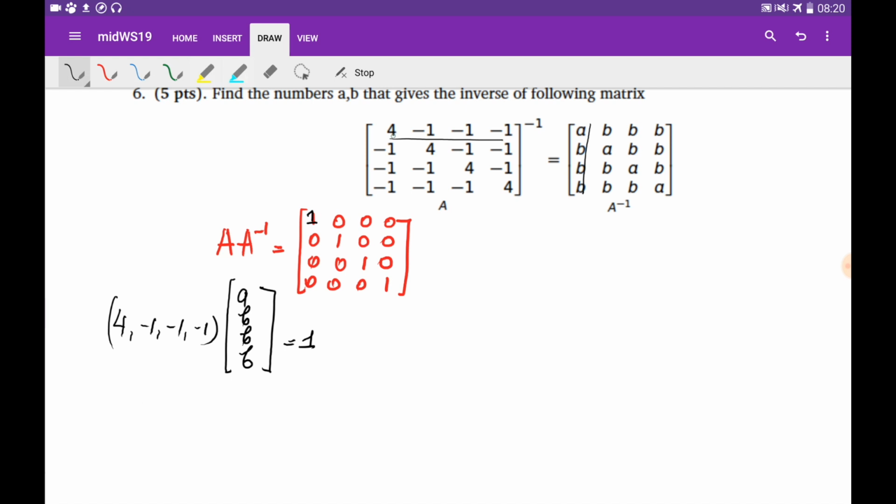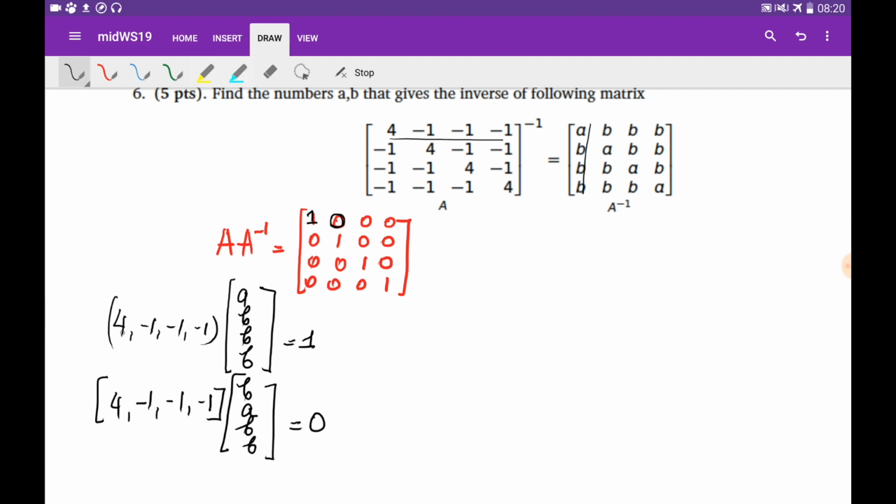So if I multiply the first row by the second column, I need to obtain this entry, and it should be equal to 0. So basically 4, minus 1, minus 1, minus 1 multiplied by the second column, which is B, A, B, B, should be equal to 0. Basically, I've got a system of two linear equations with two unknowns, and I need to find A and B.